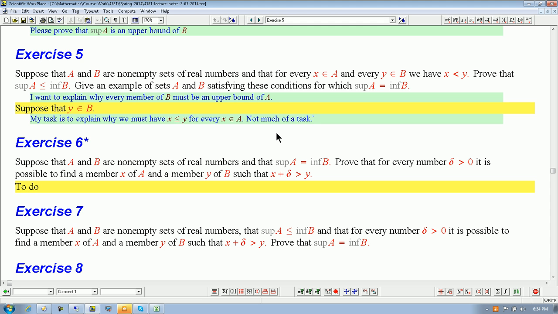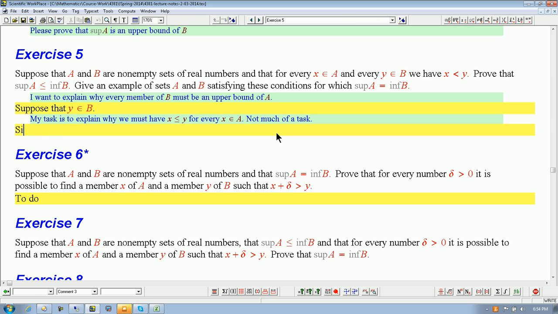So I will just tell you, since x is less than or equal to y for every x in A, we know that y must be an upper bound of A. The original task was to prove that every member of B must be an upper bound of A. Have we proved that? I said, suppose that Y belongs to B, and guess what? It's an upper bound of A, right?